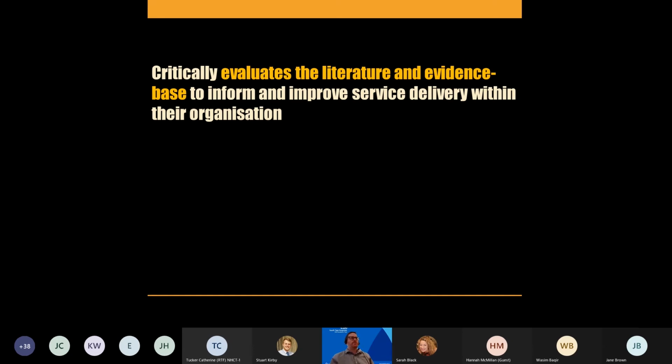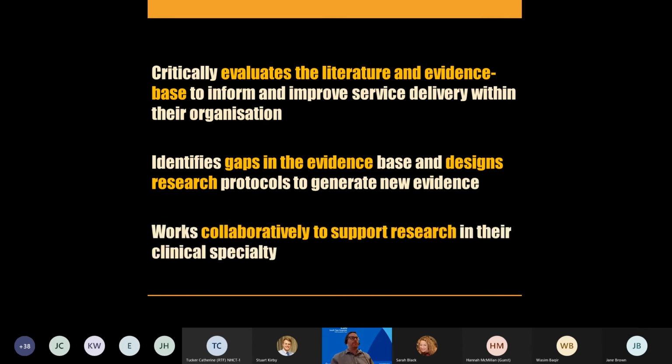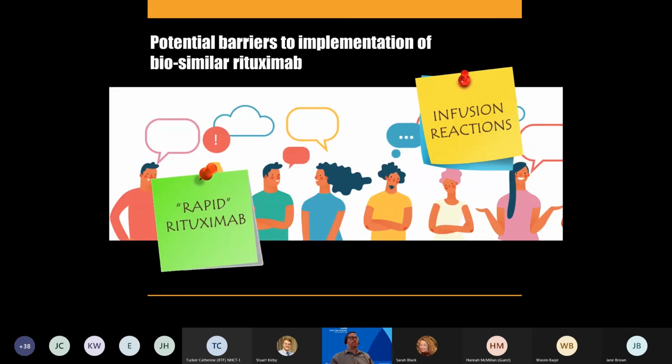So the first research criteria is that you should be able to critically evaluate literature and evidence. The second is that you should be able to identify the evidence gaps and then design research to generate new evidence to fill some of those gaps, and that you should be able to work collaboratively to support research. So I'm going to try and talk through how some of that's happened for me. Most of my presentations run with a story, and that's how this will begin.